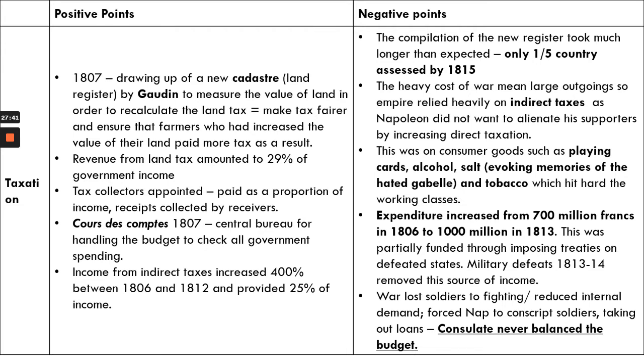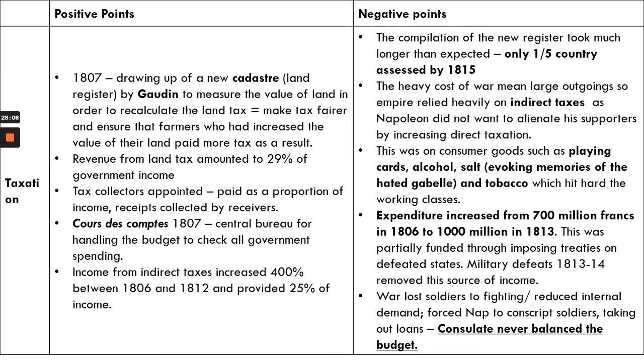And as we know, he was at war, so expenditure was really high in Napoleonic France. It increased from 700 million francs in 1806 to 1,000 million by 1813. This is mainly to fund things like the Grande Armée and his campaigns. So that is going to put a huge financial burden on the population, isn't it?